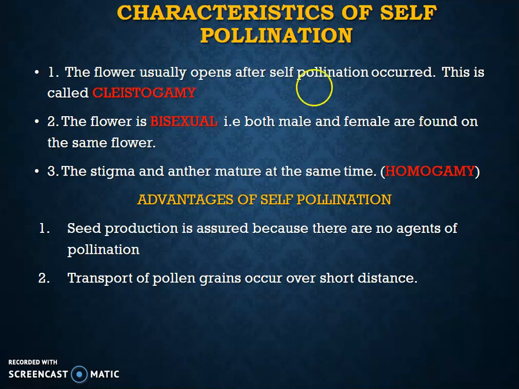And then this makes it to be classified as what we call cleistogamy. And cleistogamy simply refers to flowers that are closed during the fertilization or pollination process. This is cleistogamy. Then a self-pollinated flower is also bisexual.